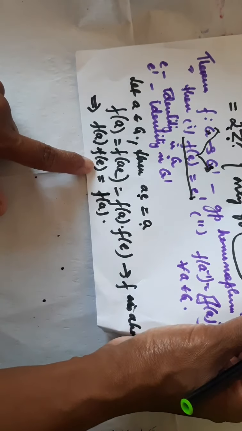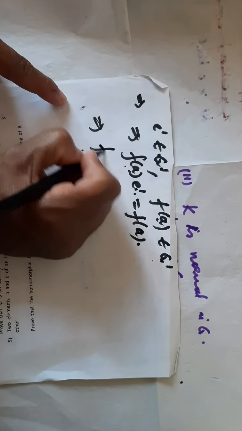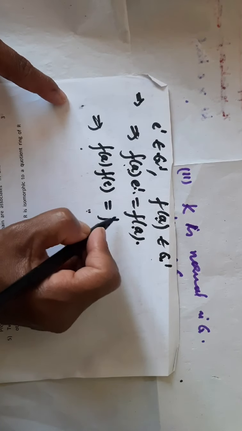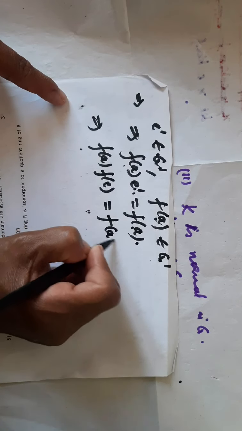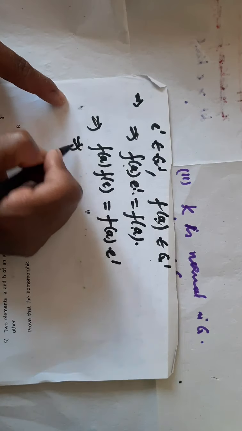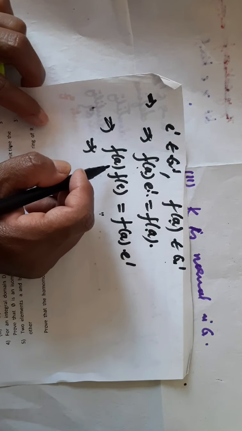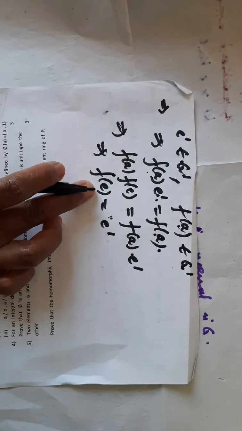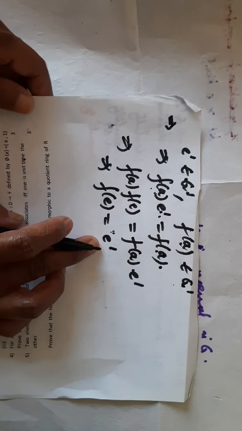So here it implies that from the last one, f of a into f of e is equal to, in place of f of a you can replace by f of a into E prime. So by cancellation law in the group, f of e is equal to E prime. So this proves that the identity of G will be mapped to the identity of G prime.